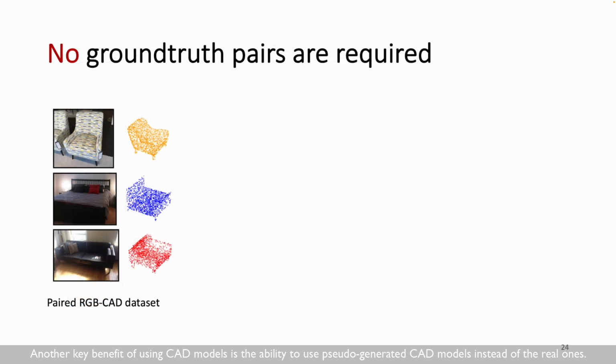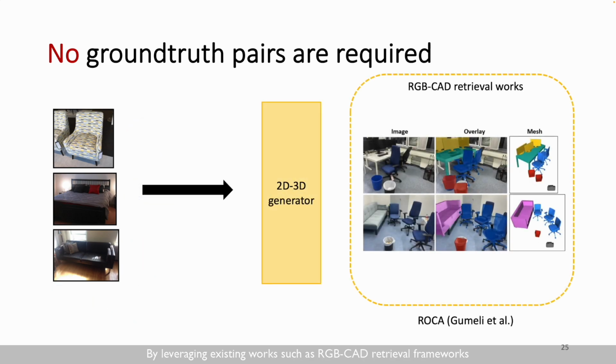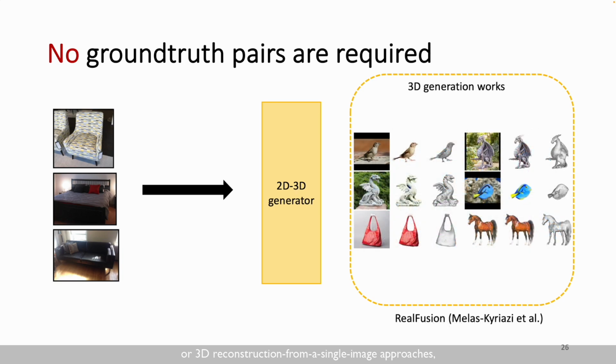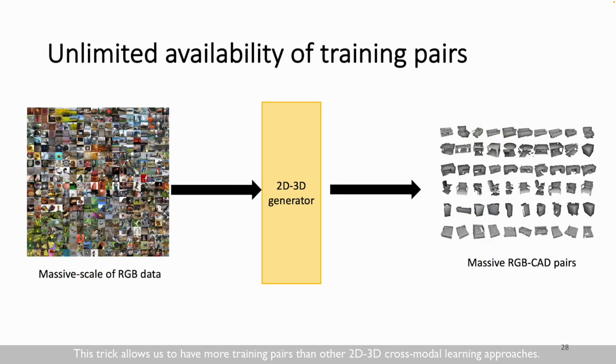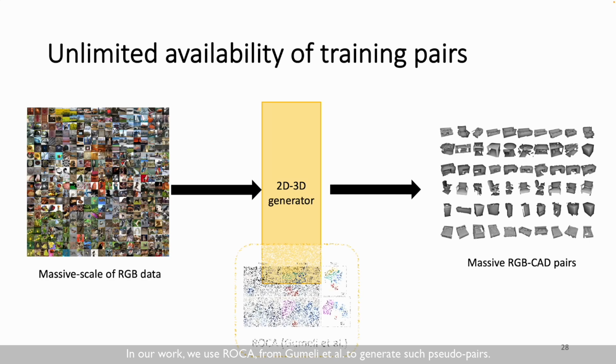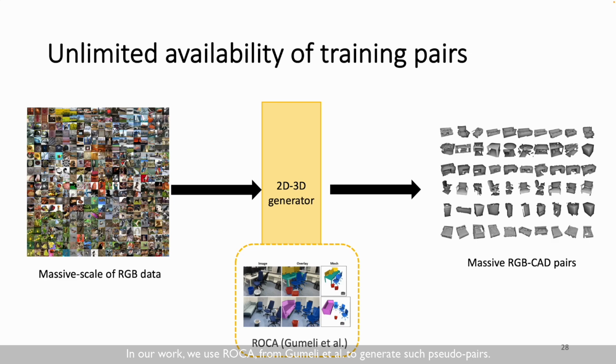Another key benefit of using CAD models is the ability to use pseudo-generated CAD models instead of the real ones. By leveraging existing works such as RGB-CAD retrieval frameworks or 3D reconstruction from a single image approaches, we can construct a dataset of pseudo RGB-CAD pairs for training our method. This trick allows us to have more training pairs than other 2D-3D cross-modal learning approaches. In our work, we used Gen3D from Gümeli et al. to generate such pseudo-pairs.